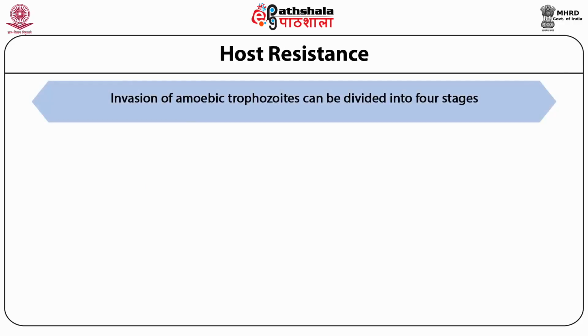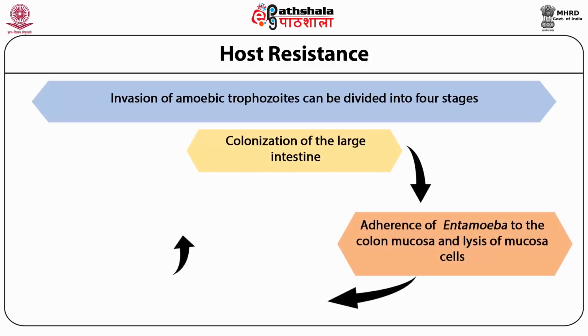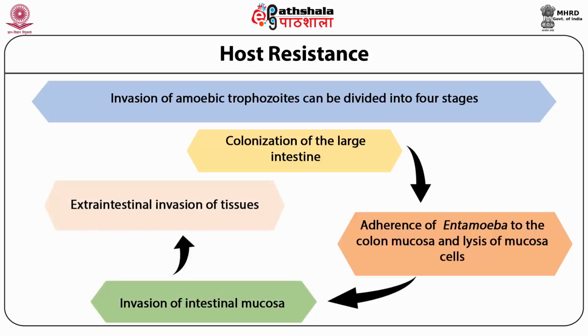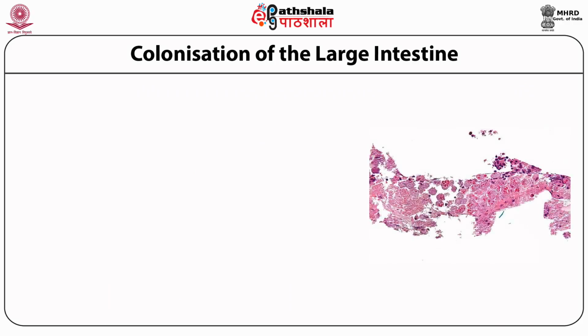Invasion of amoebic trophozoites can be divided into 4 stages. The first is colonization of the large intestine. Second, adherence of Entamoeba to the colon mucosa and lysis of the mucosa cells. Third, invasion of intestinal mucosa. And the fourth is extra-intestinal invasion of tissues. Let us take one by one all the 4 factors.